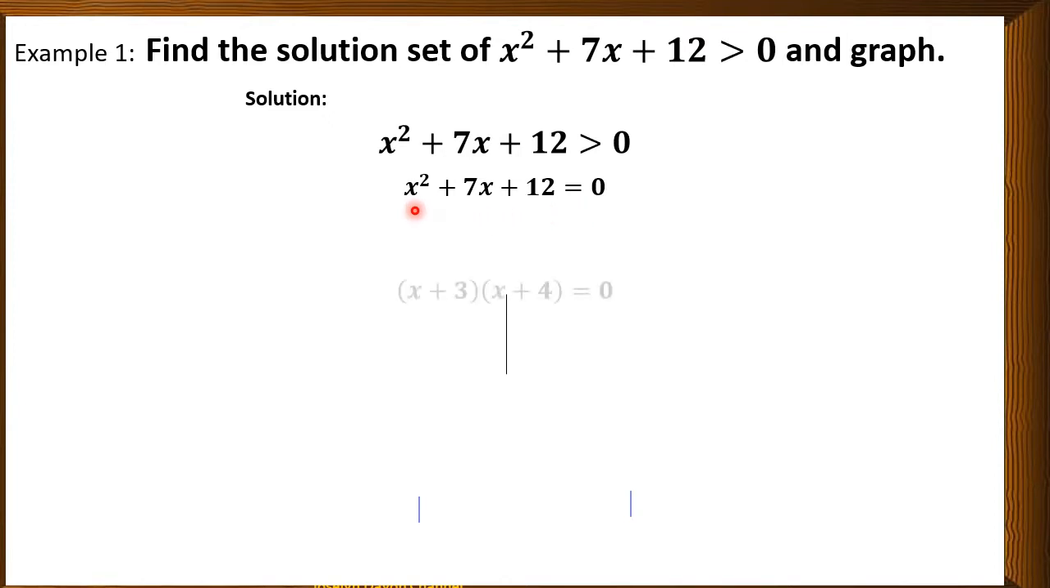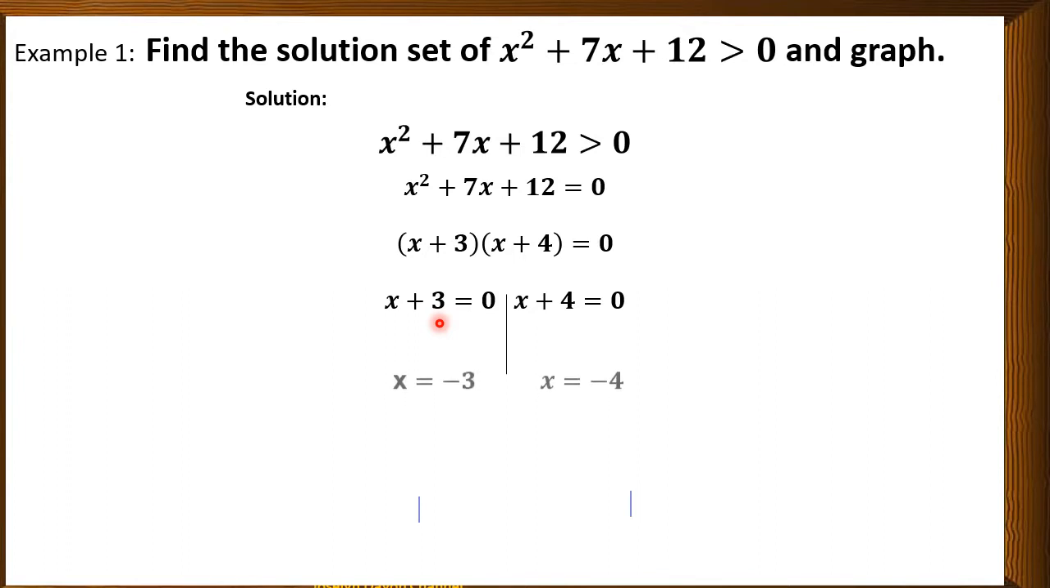Factors of x squared are x and x. Factors of 12 that will give a sum of 7 are 3 and 4. Next, equate each factor with 0. So we have x plus 3 is equal to 0, and the other one is x plus 4 is equal to 0. Solve for x. 3 will be transposed to the right side and becomes negative 3, while 4 becomes negative 4. So we now have the two roots, negative 3 and negative 4.